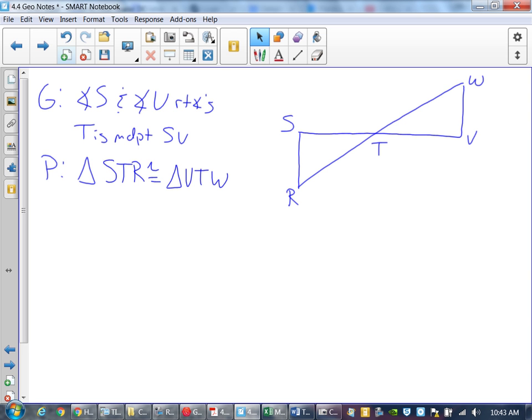So we have angles S and V are right angles, and T is a midpoint of SV. And we want to show that the two triangles wind up being congruent. Don't worry, after this one I'll give you a sheet that has them already drawn out.